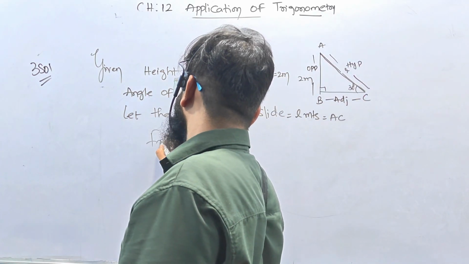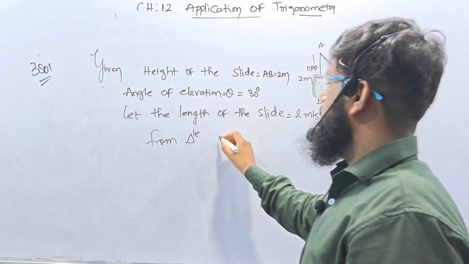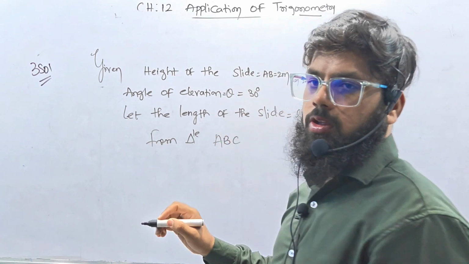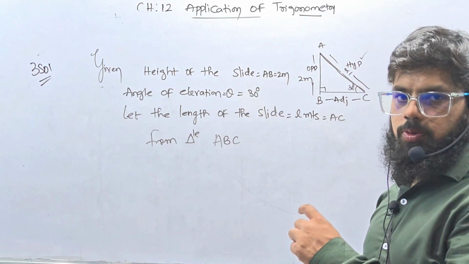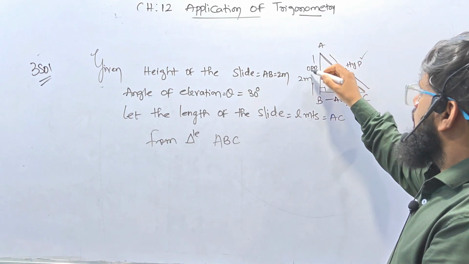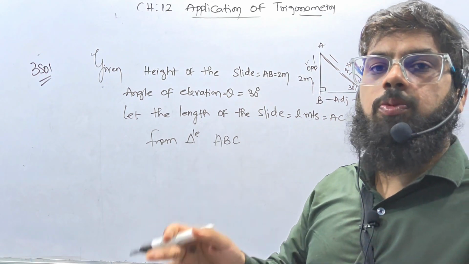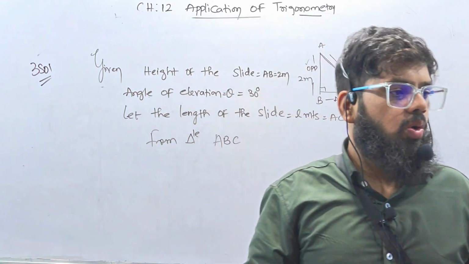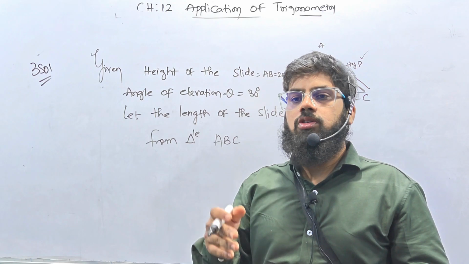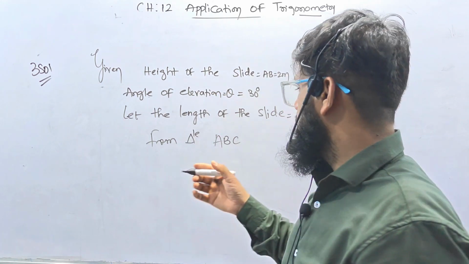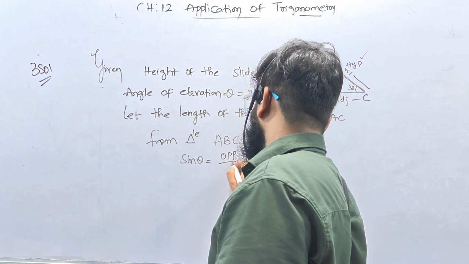So from triangle ABC, the length is the hypotenuse. What is known? The opposite side is known, the unknown is the hypotenuse. Opposite and hypotenuse are in which ratio? Sin theta. We have already learned this: Old Harry and his old aunt. Sin theta is equal to opposite by hypotenuse.